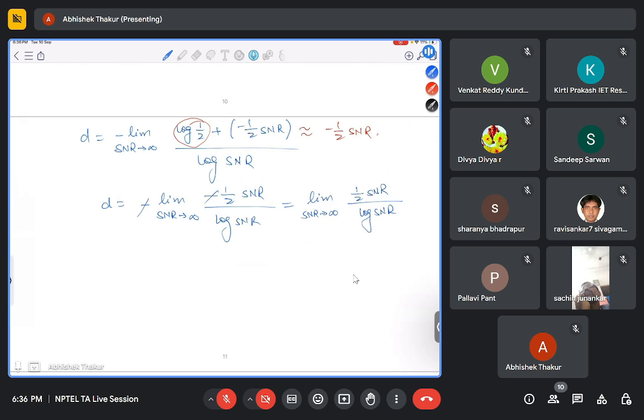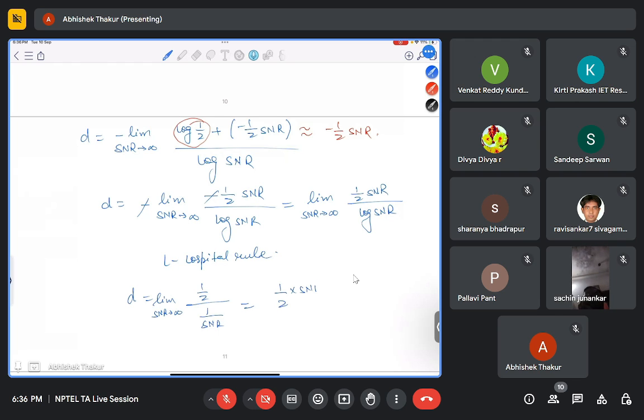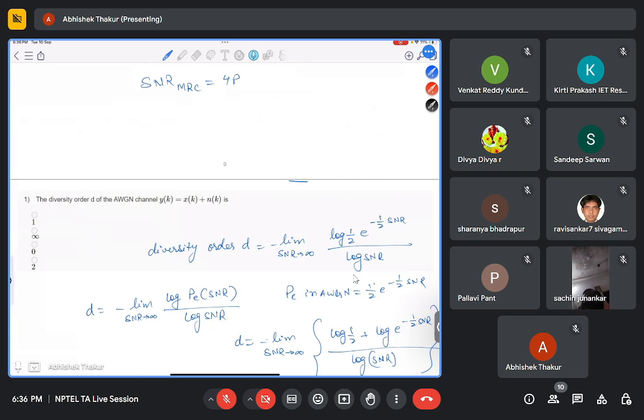So now we can use L'Hospital's rule for this kind of limit equation. So we can do the derivative. So D will be half divided by 1 by SNR. So this will be limit SNR tends to infinity, so this will be half into SNR. So this value will be infinite. So option B is the correct answer for this question.